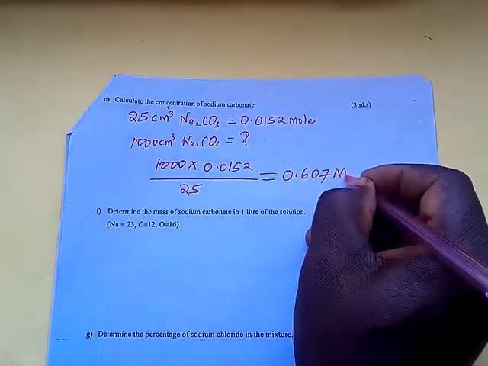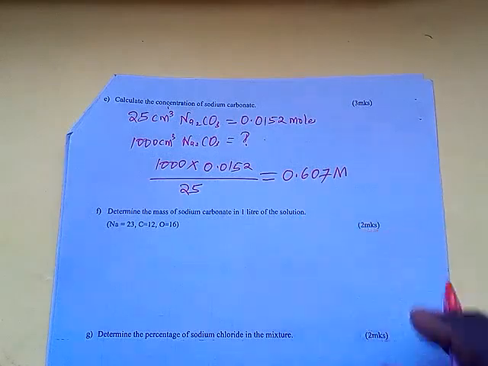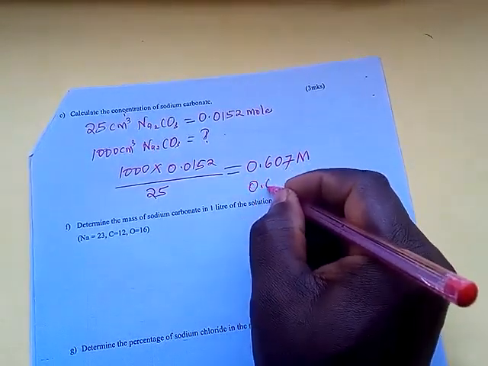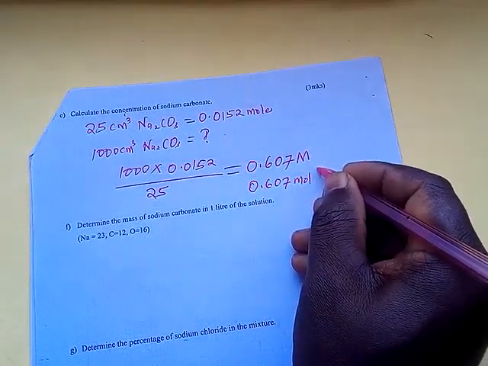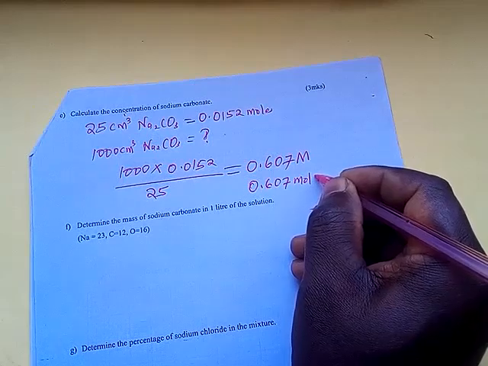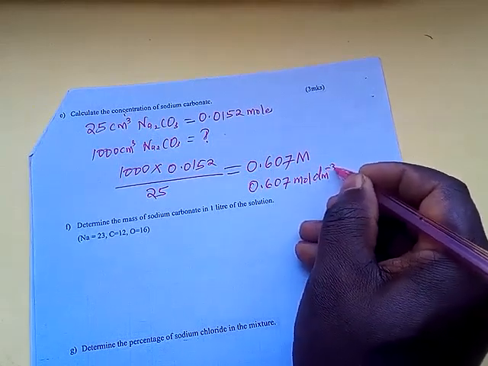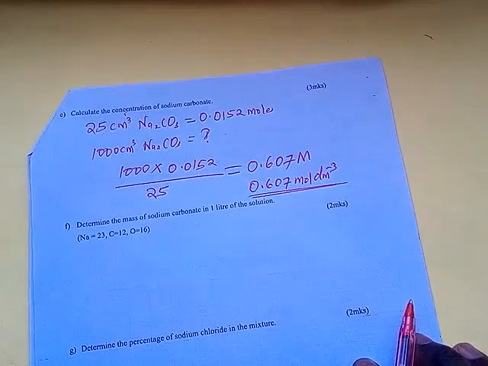0.607 capital M. Capital M stands for molarity, or you can write this one as 0.607 moles per liter, moles per dm cube, even dm cube. That is moles in 1 liter.